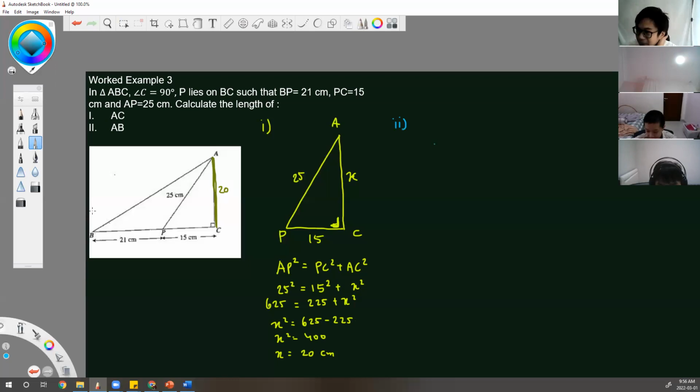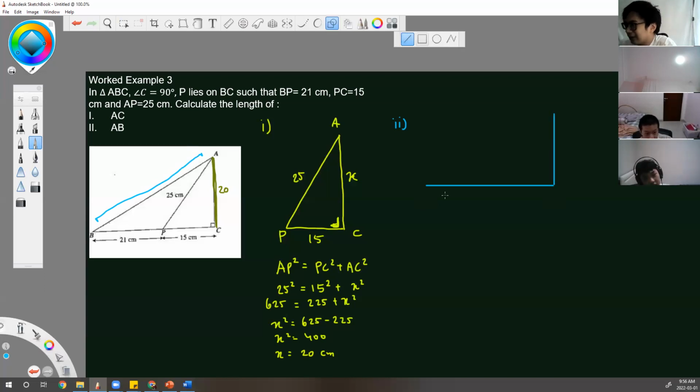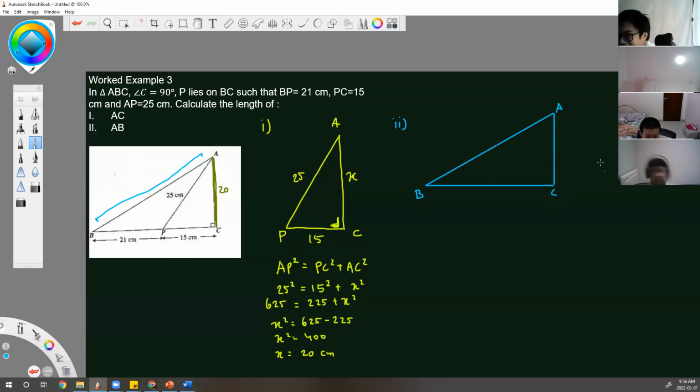Calculate the length of AB. This will be AB, so you have to extract another, bigger triangle. If you can look at the triangle easily, you don't have to redraw it, just look at the original one. But I extracted this for you, so you can look at this diagram easily. So AC is 20, right? And then BC is 21 plus 15, which is 36. You may find the AB.